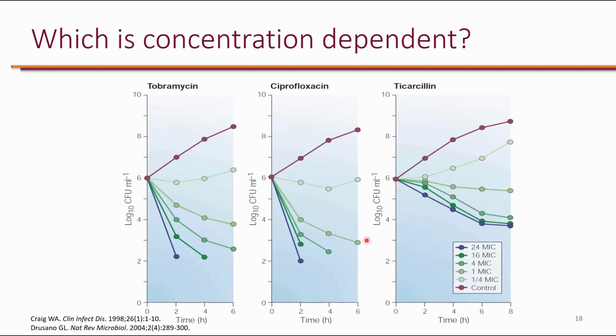Now compare that to ticarcillin, which is a beta-lactam. As they increase the concentration of this beta-lactam, you can see that the organism dropped, but at some point, increasing the concentration didn't make a difference anymore. So for example, once we reach a concentration 4 times the MIC, we got the maximum amount of killing. So 16 times the MIC in negligible amounts. In fact, a concentration 24 times the MIC made no difference compared to 16 times MIC.